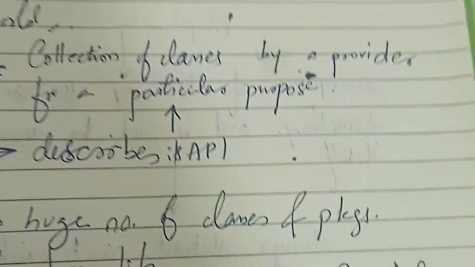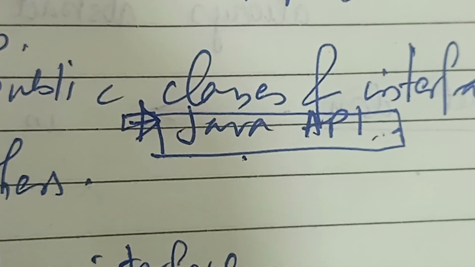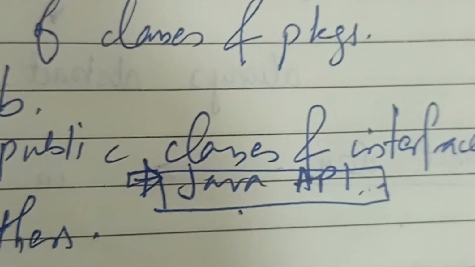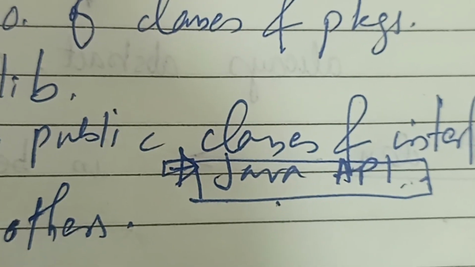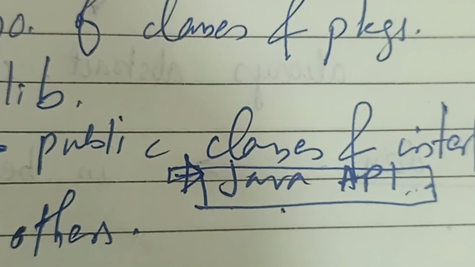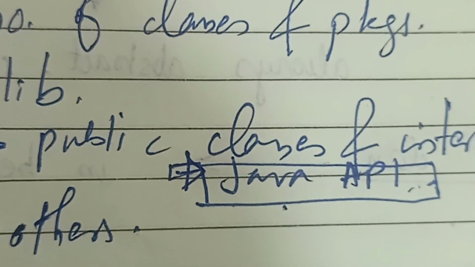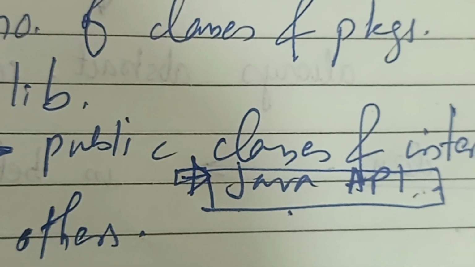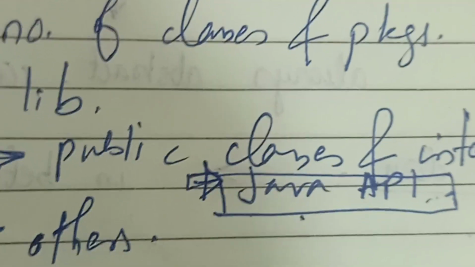Coming to the Java API, it helps an application programmer to create an application. Basic functionalities like data manipulation, formatting, dates and networking are part of the Java API, so that an application programmer need not code simple functions and utilities from scratch. That is why the Java API is really very useful.